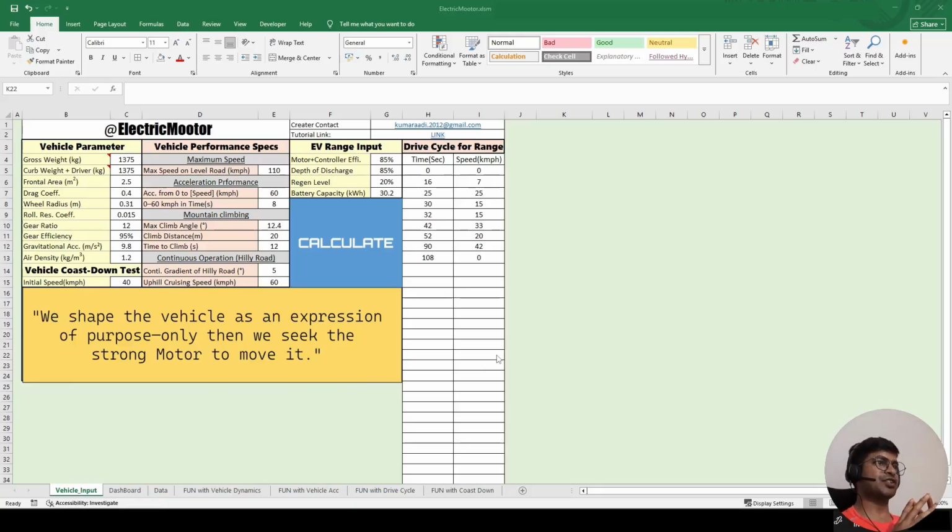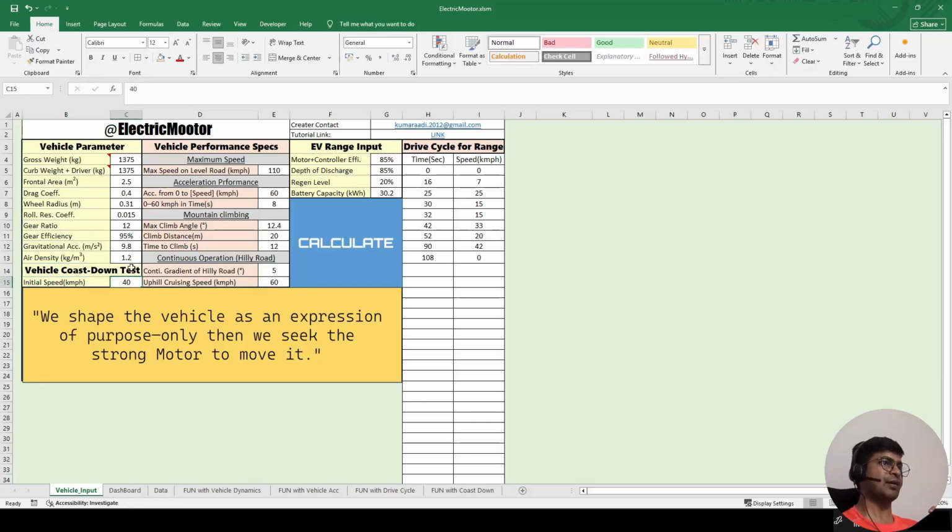Welcome back to this Excel sheet, and now I am at the vehicle input sheet. The only parameter that I have not discussed is the vehicle coast down test. Under the vehicle coast down test, I have an initial speed which I took as 40 kmph.